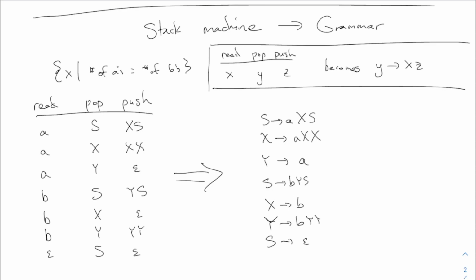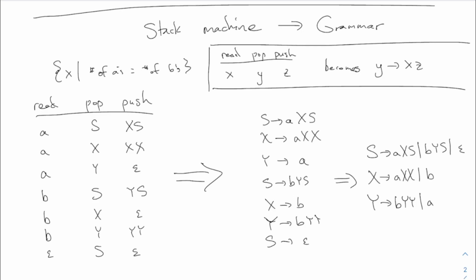Very simple procedure. Now, this is a somewhat strange way to write a grammar. More typically, I would simplify or consolidate here. I would write this as S goes to AXS or BYS or epsilon. So I'm just gathering together all the ones which have an S on the left side and putting them together as a single line. This is more typically how we would write this. Similarly, I will do X goes to AXX or B, and then Y goes to BYY or A. All right?